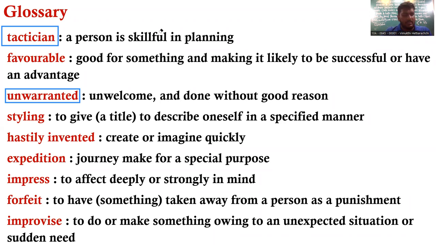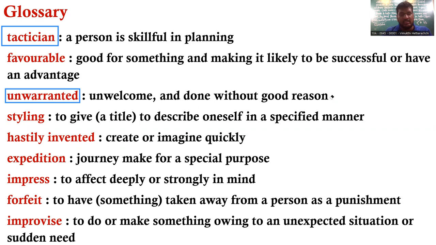Hastily invented, I have explained. Expedition means a journey made for a special purpose. Impress means to affect deeply or strongly in mind. Impress, you are trying to impress girls. Sometimes you will shout in the class, or you will do a number of things in order to impress someone to get attention. That is the word called impress. Forfeit means to have something taken away from a person as a punishment. So forfeit, that word is there. Please make sure to write down the meaning as well. Improvise means to do or make something owing to an unexpected situation or sudden need. Improvise, right? You can do some kind of new idea, right?